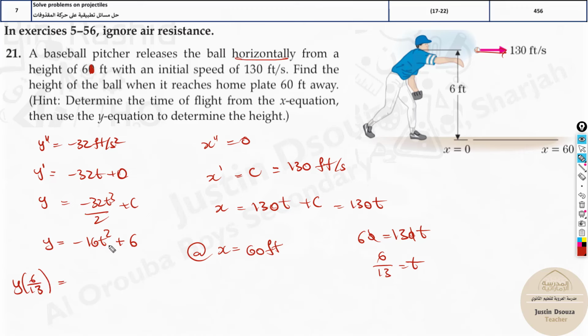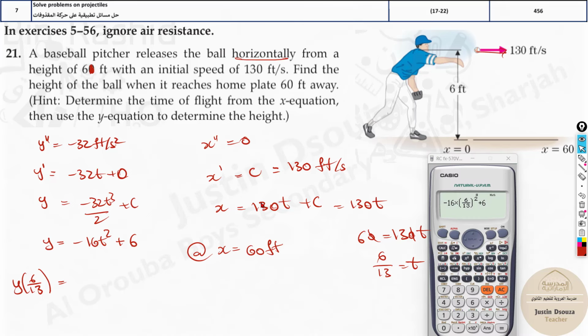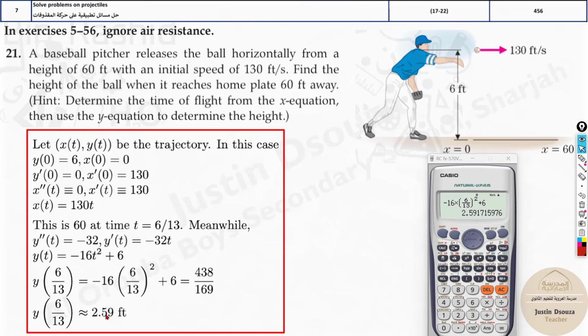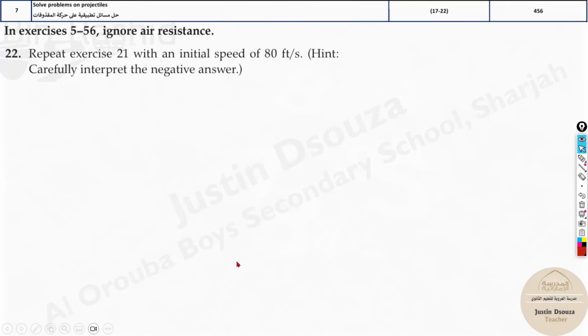Over here, just put it in the calculator. Instead of t, put 6 by 13. So all I have done is, over here, minus 16 t squared, where t is 6 by 13, squared, plus 6. What is the answer? Let's just find it like this. It's 2.59. So the value will be 2.59 here. So this is what they wanted, right? Find the height. It will be 2.59 feet from here when it's been thrown. Let's just check the answer. You can see over here, that's the final answer. It's 2.59 feet. That's how we solve this.